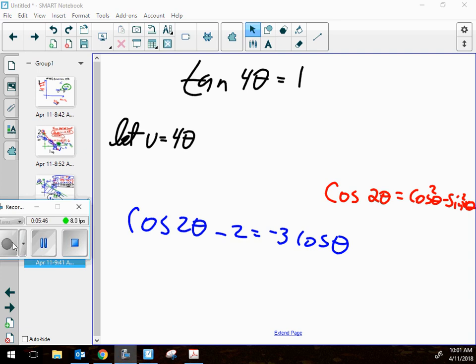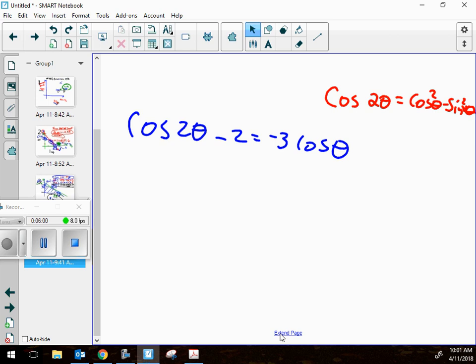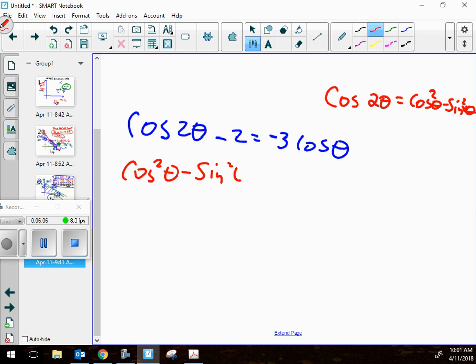Okay, just checking to see if you were making progress on the blue one. Raise your hand if you feel like it's factoring, if you feel like it's working. All right, then here's what I intended for you to think. First of all, cosine of 2 theta can be replaced, and of course should be, with cosine squared theta minus sine squared theta. And then I have minus 2 equals negative 3 cosine theta.